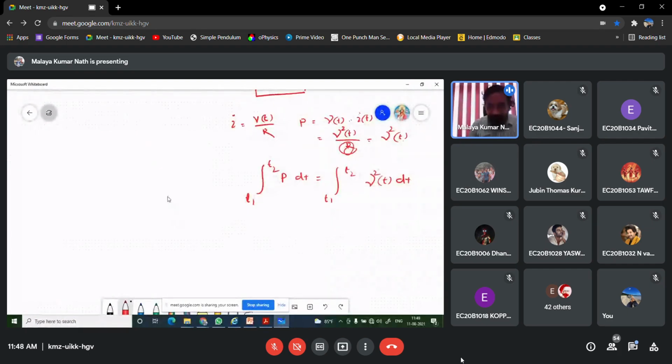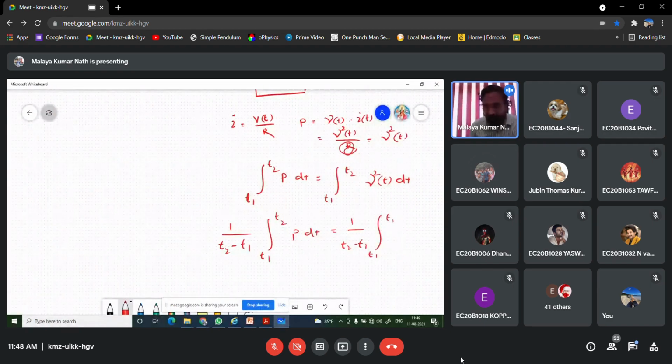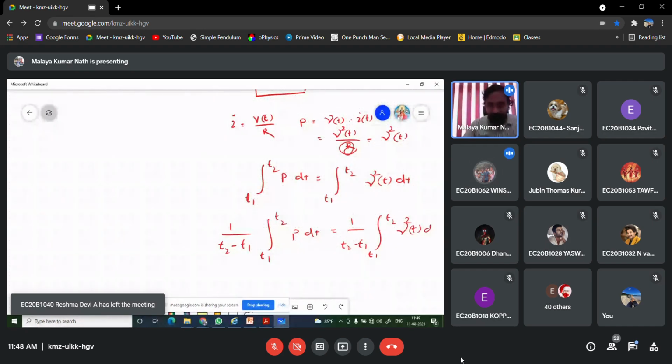So if you want the average, you have to calculate the average power. So then what is this? That is equal to 1 upon T2 minus T1, integration from T1 to T2 of V square(t) dt. That's what I have told you in the past, and I have shown in the book.